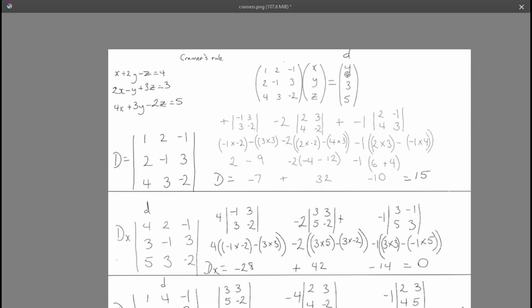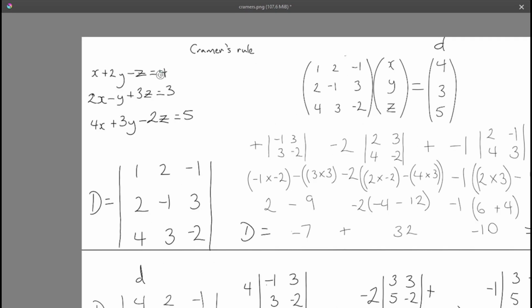Today we will be doing Cramer's rule. We have an equation and we want to solve for x, y, and z using Cramer's rule.